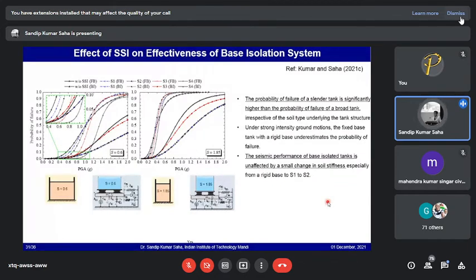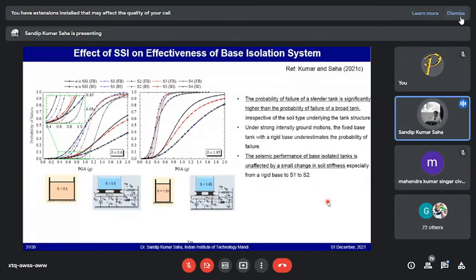So if any site is expected to have severe earthquake excitations and the peak ground acceleration is expected to cross 1.2 or so, then there will be a question of base isolated structures unless we ensure that the foundation is a rocky strata or so, because with soil structure interaction for loose or medium loose soils, there is a chance that the isolated structures may lead to higher probability of failure.